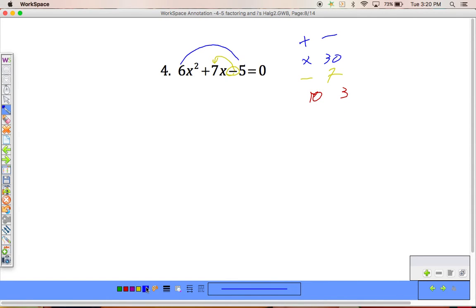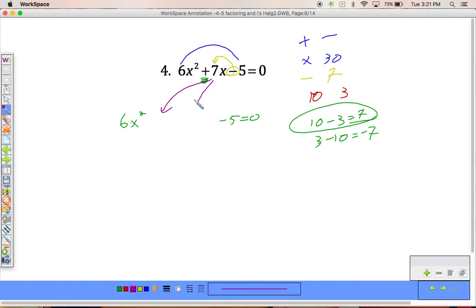All right, but I need to go back and think. I need a positive 7. 10 minus 3 or 3 minus 10. I'm going to use 10 minus 3. So I'm going to leave the first and the last term the same. I'm going to take apart 7x into these two terms. But what I'm going to do is change the order, because when I do my grouping, 3 and 6 go well together, 10 and 5 go well together.